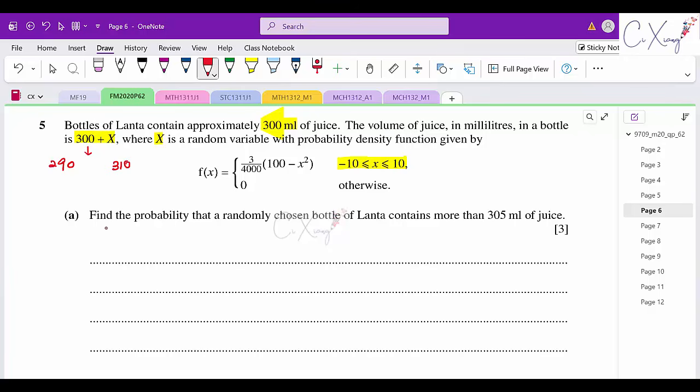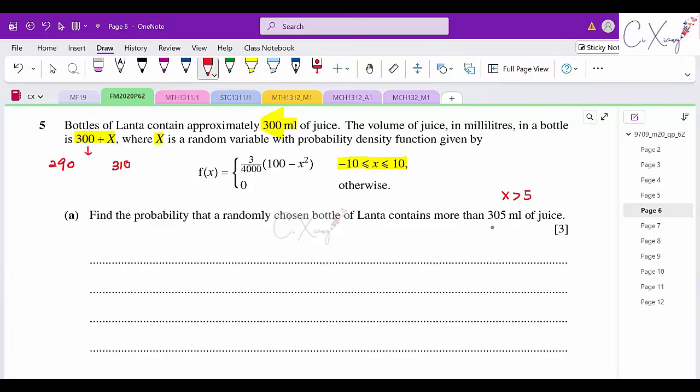When they talk about finding the probability that a randomly chosen bottle of Lanta contains more than 305 milliliters of juice, what does it mean? It means that your x must be more than 5, so that 300 plus 5, only then will you get more than 305 milliliters. So that's how you interpret the question. You need to understand the question first.